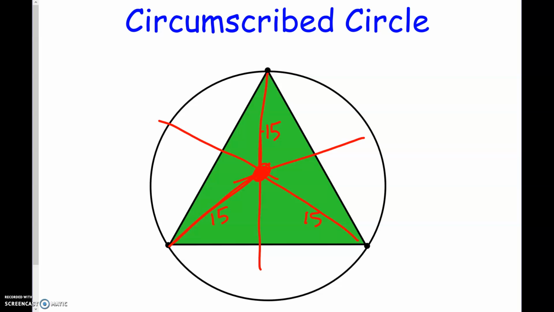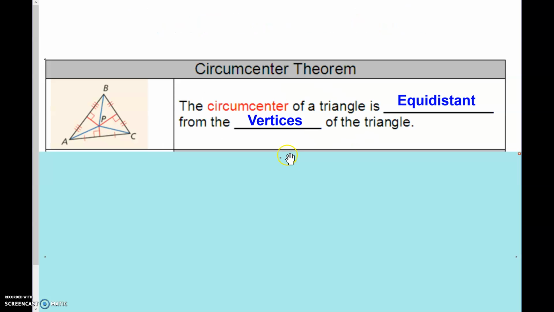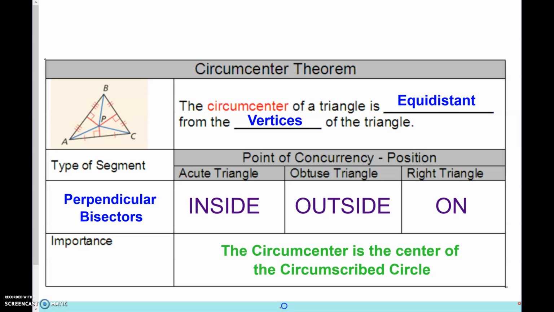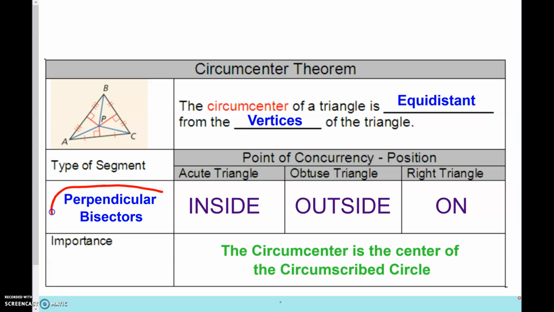All right, let's get to the main screen that has all of this information. So what we just talked about is the circumcenter. The circumcenter is the point of concurrency when we make the perpendicular bisectors. With the first triangle, if you have an acute triangle, like the one demonstrated here, that point of concurrency is inside the triangle. If it's obtuse, that's when that point of concurrency is outside the triangle. And if it's right, it's on.